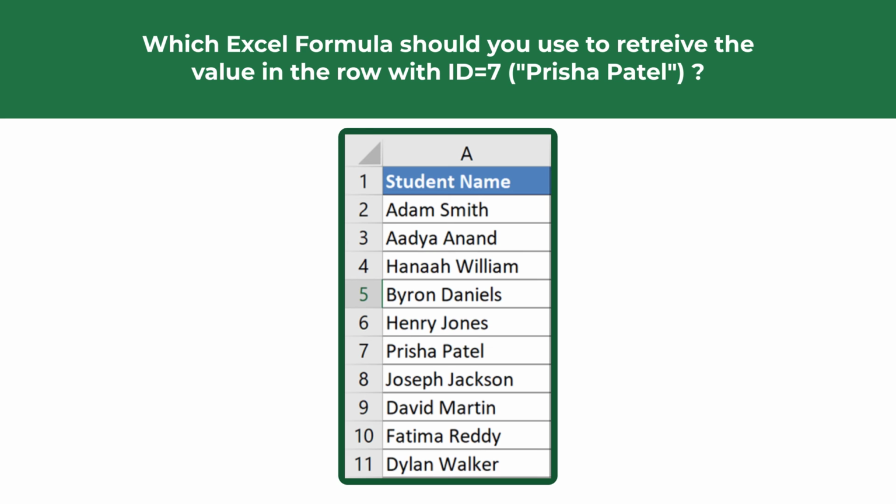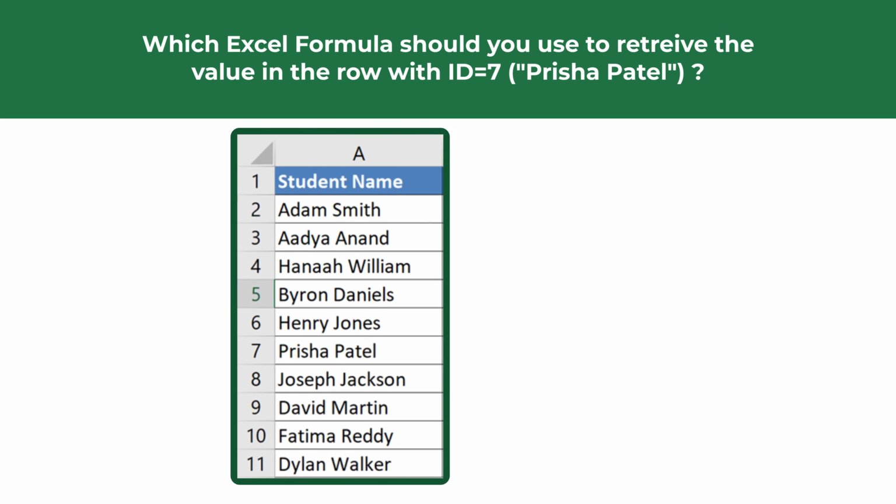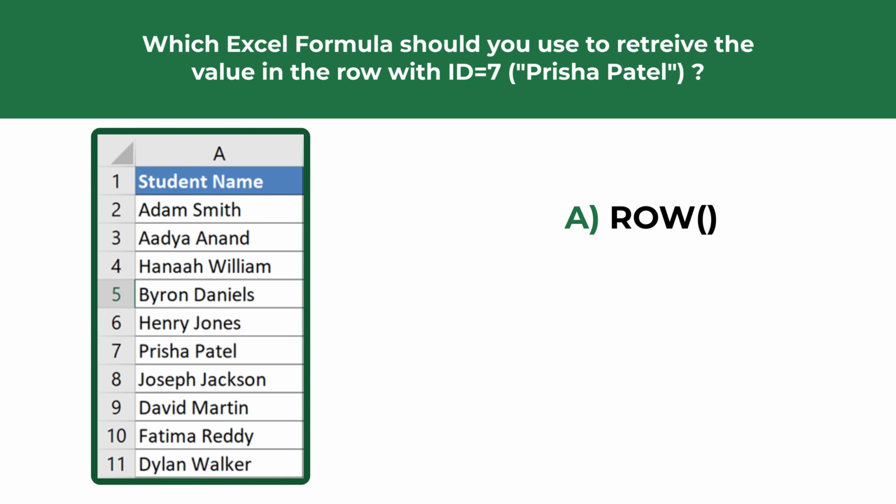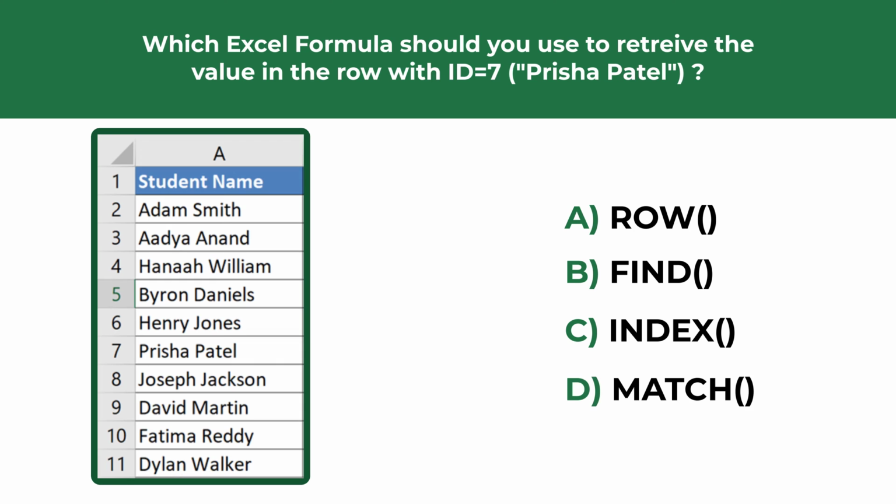The value in this row is Prisha Patel. You have 4 different choices to select the correct formula. Choice A, formula row. Choice B, formula find. Choice C, formula index. And choice D, formula match.